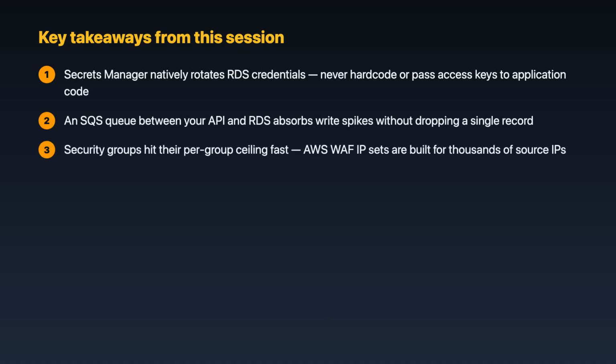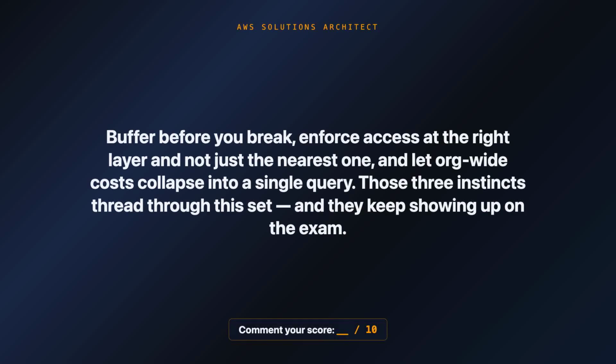3 takeaways from this session. First, Secrets Manager natively rotates RDS credentials, never hardcode or pass access keys to application code. Second, an SQS queue between your API and RDS absorbs write spikes without dropping a single record. Third, security groups hit their per-group ceiling fast. AWS WAF IP sets are built for thousands of source IPs. Buffer before you break, enforce access at the right layer, and not just the nearest one, and let org-wide costs collapse into a single query. Those 3 instincts thread through this set, and they keep showing up on the exam.